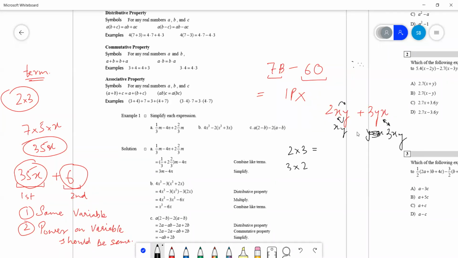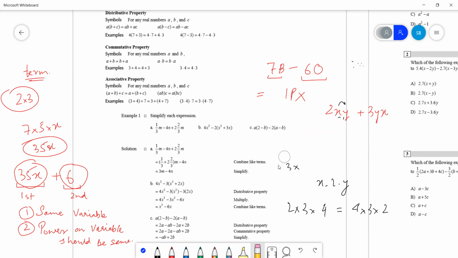In multiplication, you can just change the order, like 2 times x times y. You can write as x times 2 times y, no problem. Because 2 times 3 times 4 is same as 4 times 3 times 2, right? Right. That's why we'll say that these two terms, 2xy and 3yx, they are same, right? Yes. So it'll be how much?